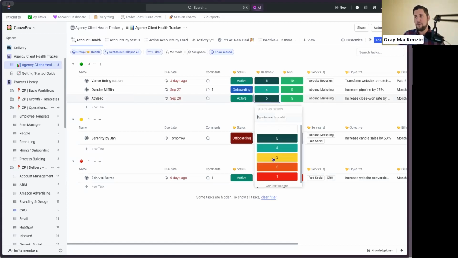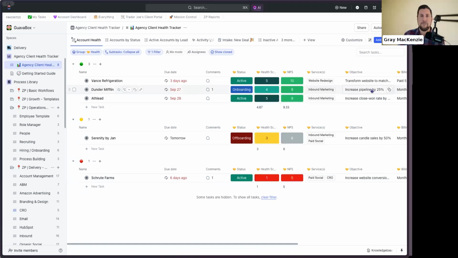A 5 means, on a scale of 1 to 5, how healthy is the client? 5 means, hey, we've got a goal over here. We're supposed to increase their pipeline by 25%. We are at or above that, and we're continuing to trend up. That has to be part of it. So that's the performance side. The other side is the relationship side.